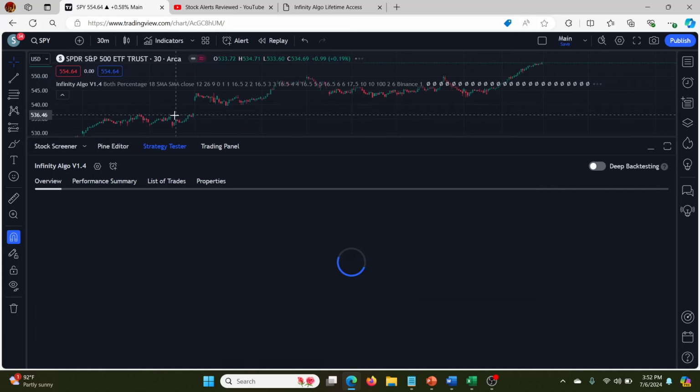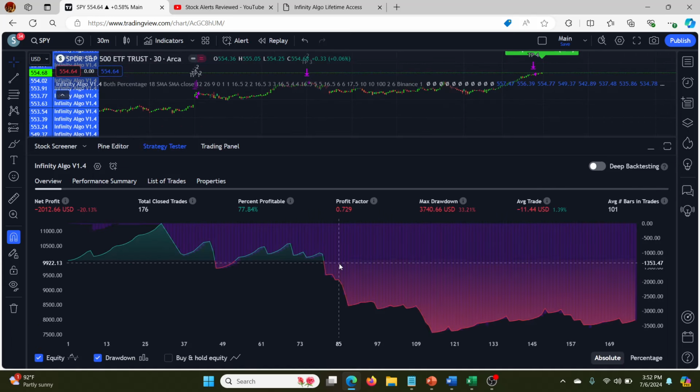Let's look at the 30 minutes. See if this loads up. The 30 minutes wasn't profitable over the last 176 trades either on SPY, 77% win rate. That's why people talk about, like, you can have a high win rate, 77% in this case, but you can end up negative overall just because the losses are bigger than the wins. So definitely worth checking these out.